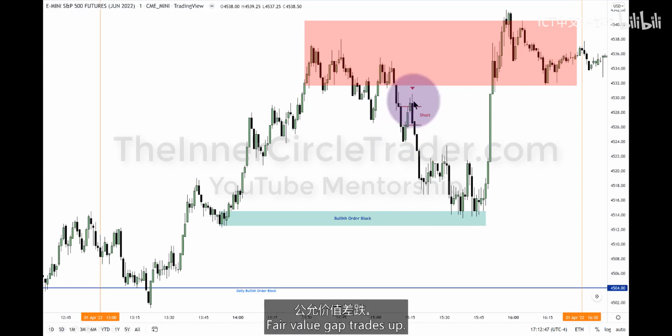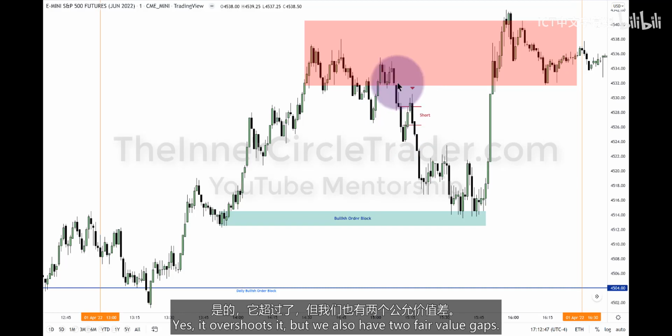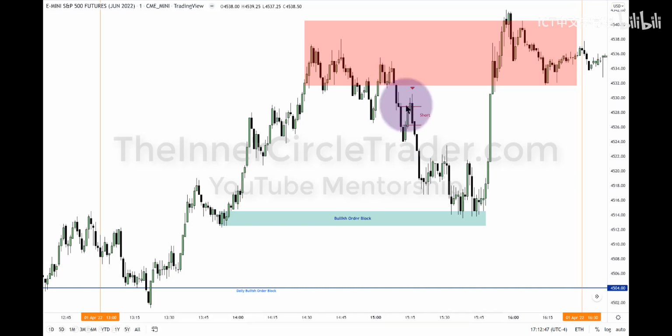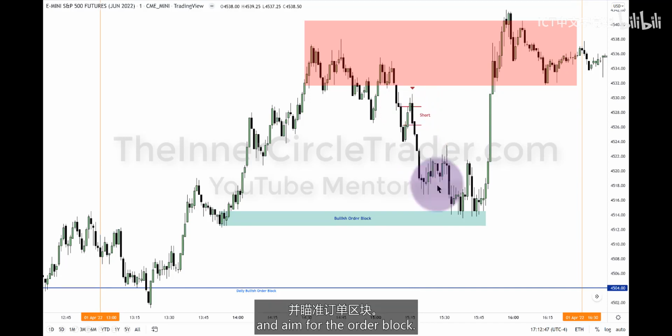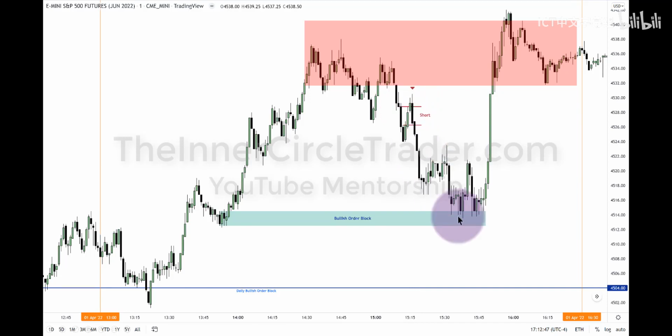Creates the imbalance here, fair value gap, trades up. Yes, it overshoots it, but we also have two fair value gaps. Remember the rules I gave you? If you have a fair value gap and a smaller one right above it, anticipate it likely trading up into you, but use this as your entry. Go short here, and then aim for the order block.